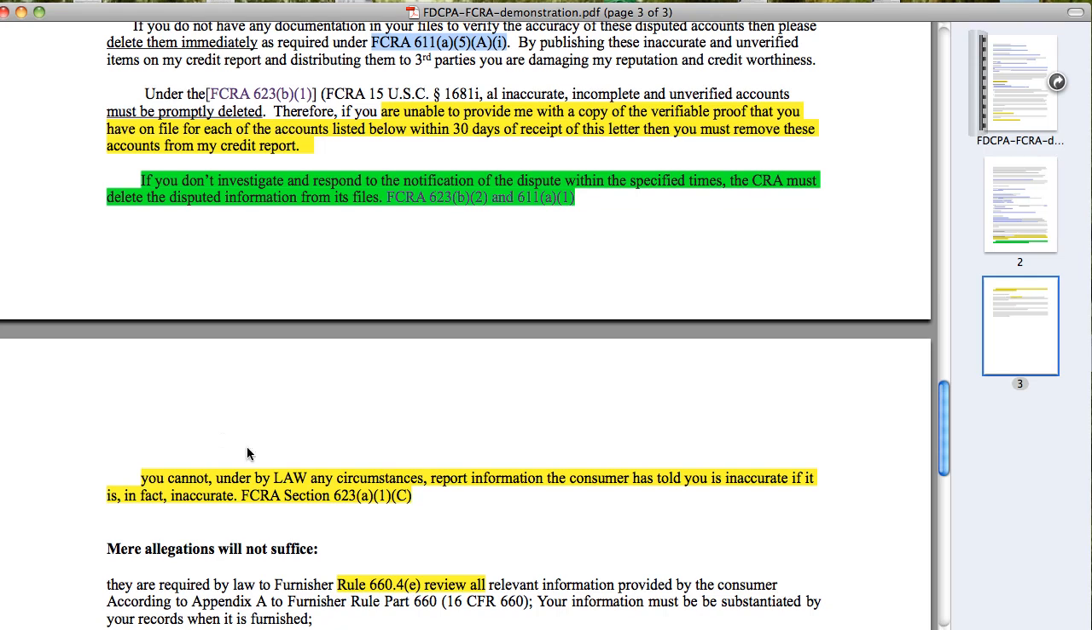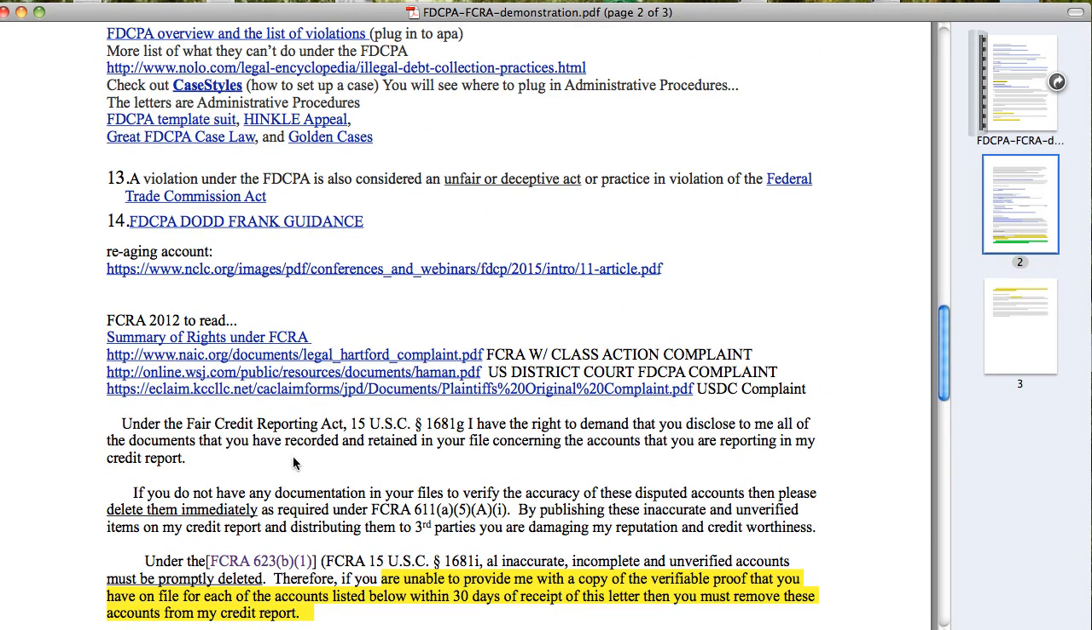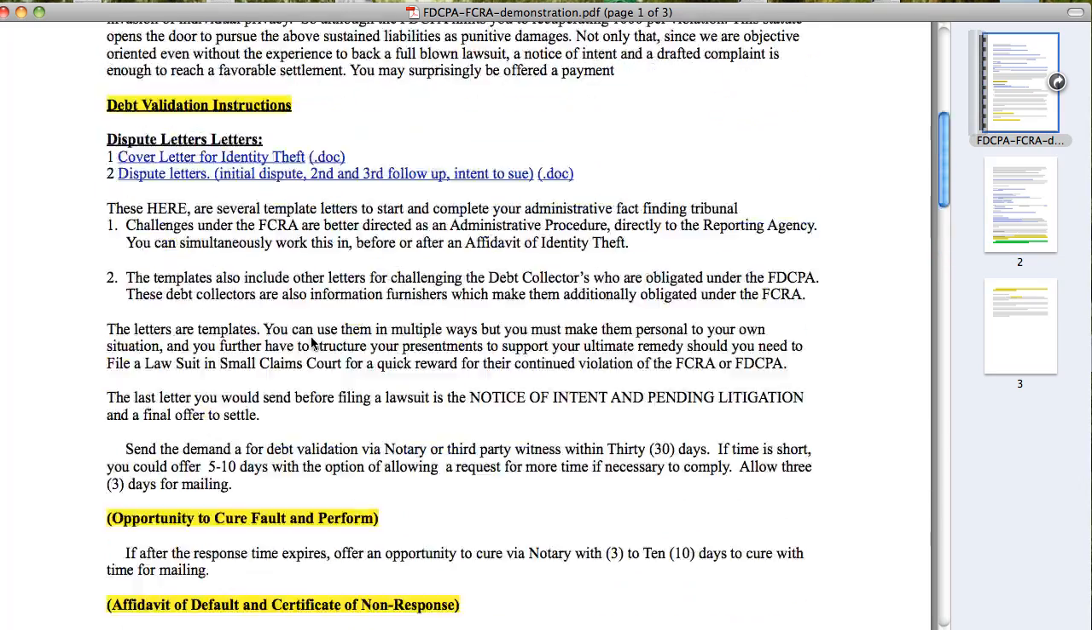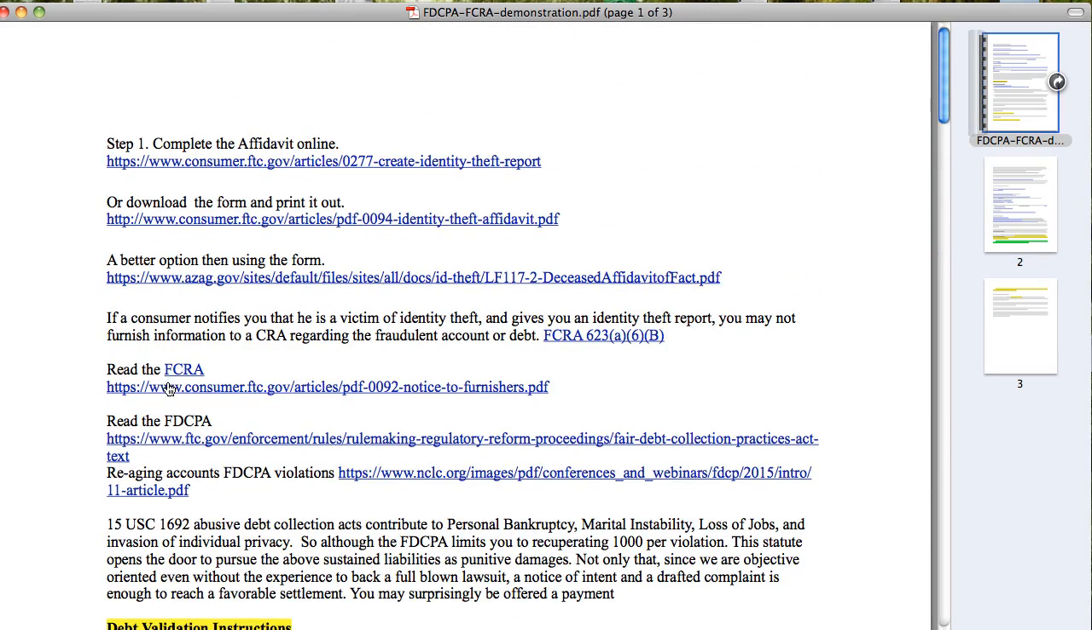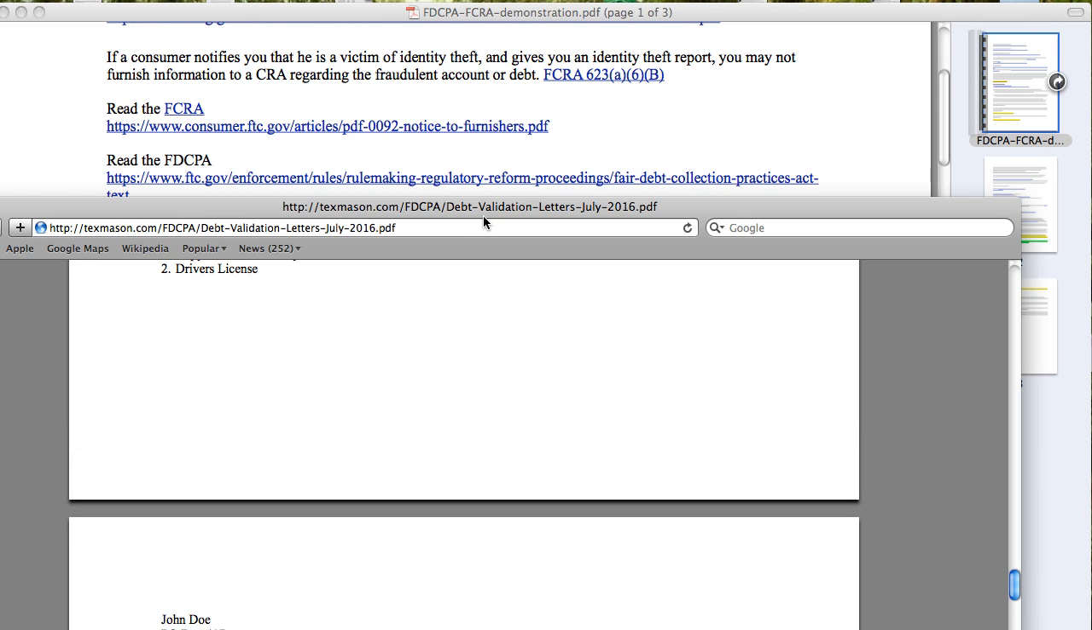They can't report information on you that the consumer tells them is inaccurate if that information is in fact inaccurate. Citation there. Most of all these things under the Fair Credit Reporting Act that they can't do come out of that first document that we clicked up here, what information furnishers are required to do. This right here. But anyways, the first set of dispute letters was for the Fair Credit Reporting Act.